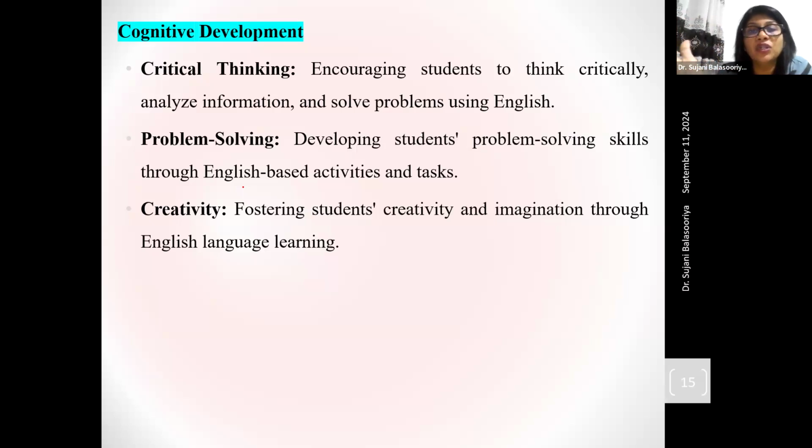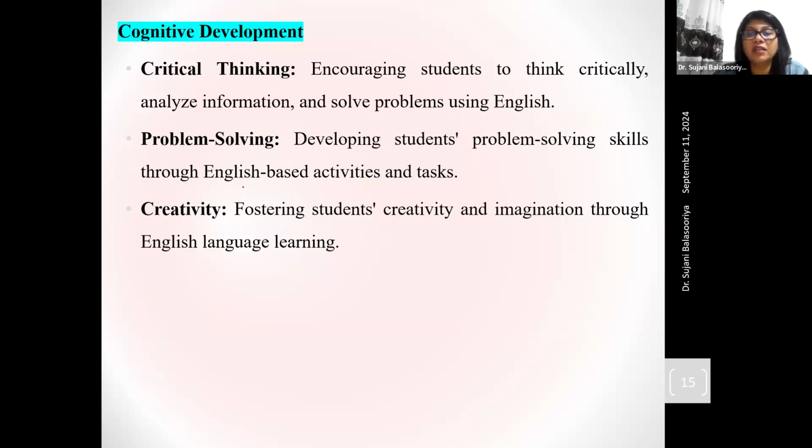Critical thinking, in order to polish up their critical thinking ability and problem solving: developing students' problem solving skills through English based activities and tasks. Right? The relevant tasks are available in the textbooks, even the workbooks. So the teacher can improve the problem solving skills of the students. And remember, all these things happen via English, right? By using English. And creativity: fostering students' creativity and imagination through English language learning.